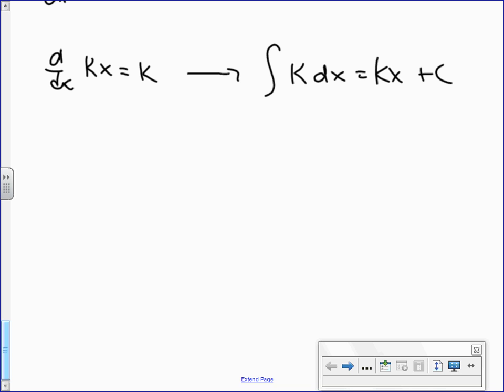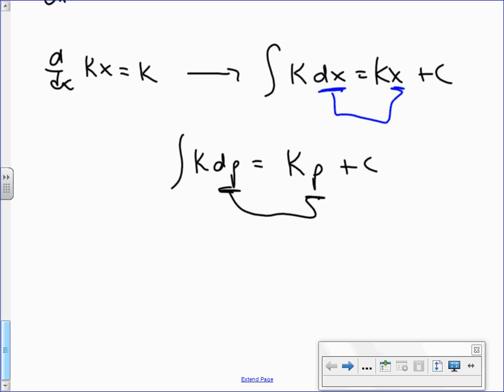One of the things to note here is that this dx tells you what variable to use. So if I asked you to do the antiderivative of k dp, then the answer is going to be k times the variable p. This is telling you the variable that you're using.